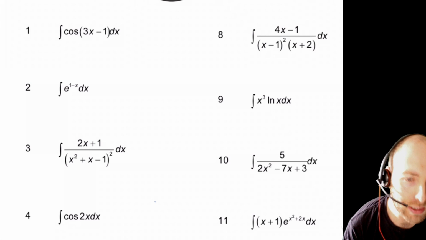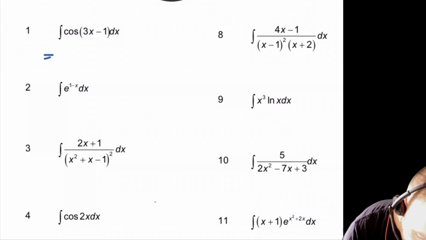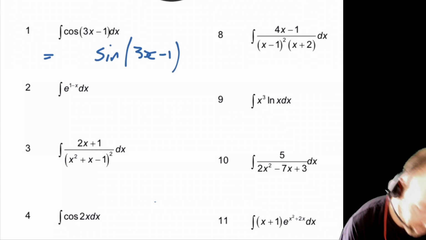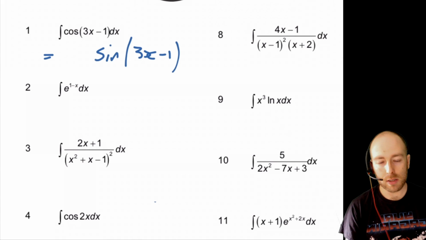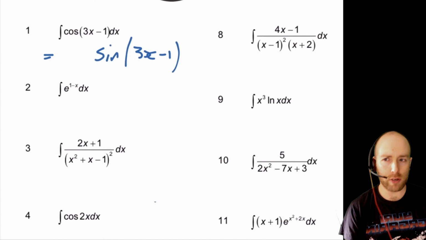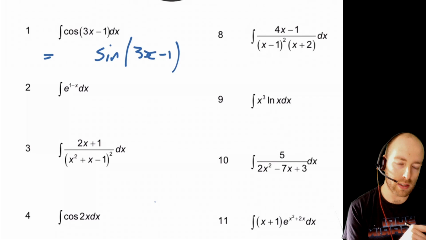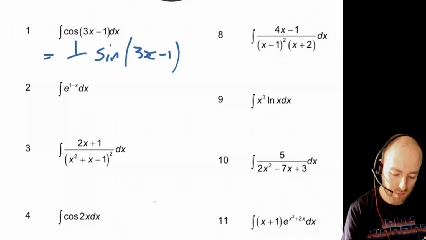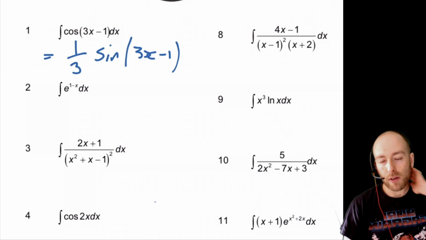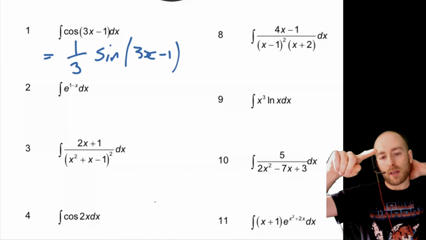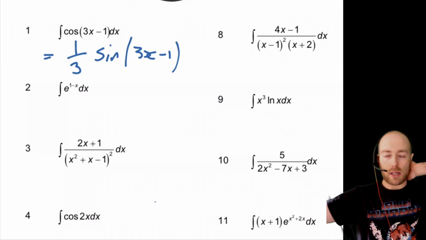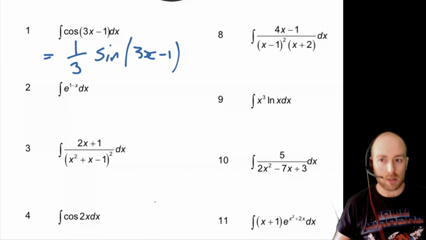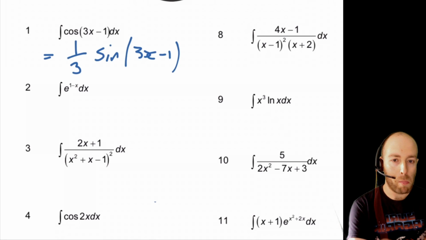So cos integrates to give sine. So I know my answer needs to be of the form sine 3x take 1. If we differentiate sine, we get cos, but the inside would differentiate to give us a 3. There is no 3 in the integral, so we need to put a third at the front. And now if we differentiate it, 3 will come outside, times by the third, which will cancel each other out, and then we'll get cos 3x take 1.